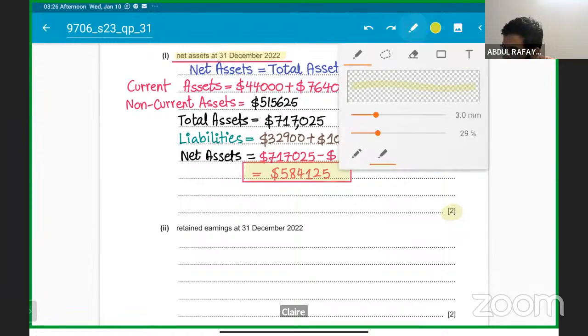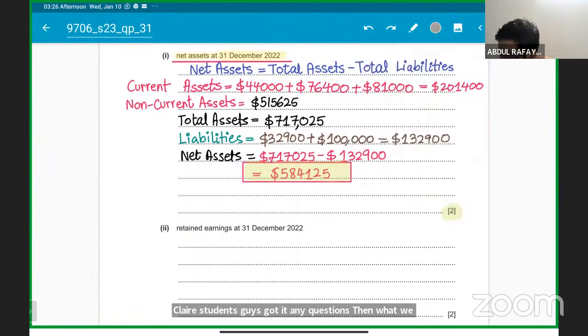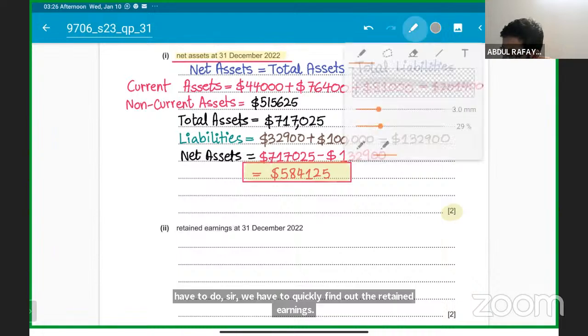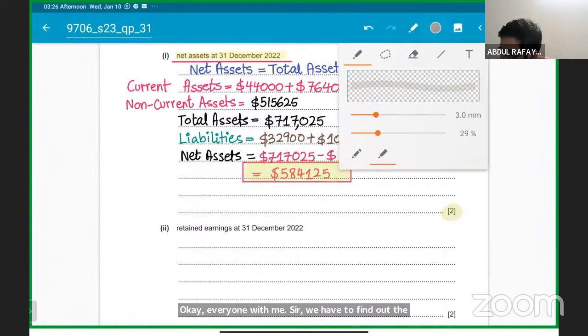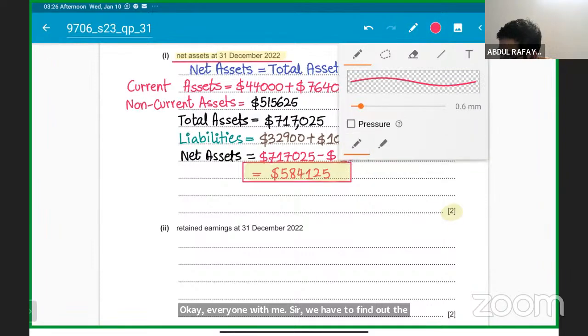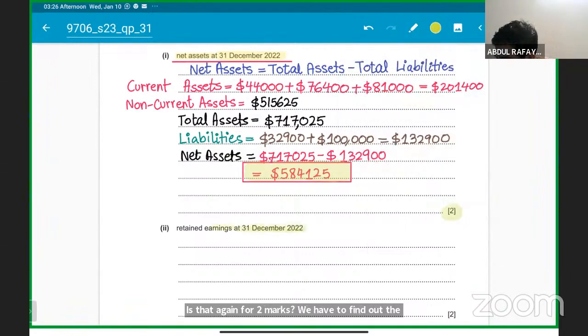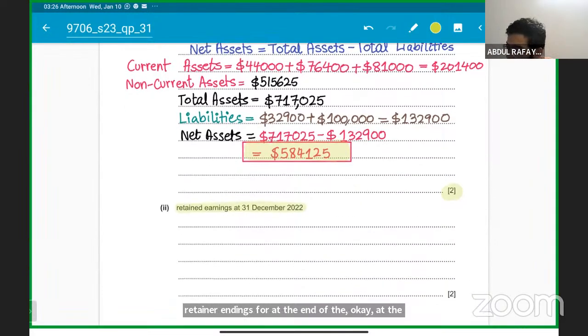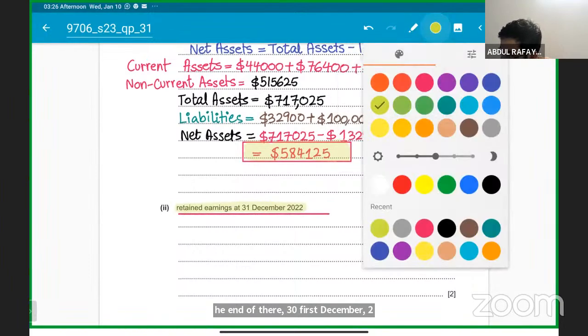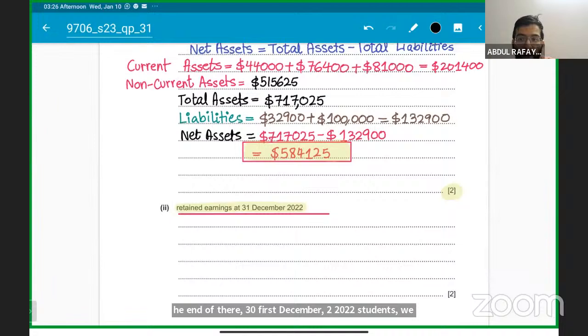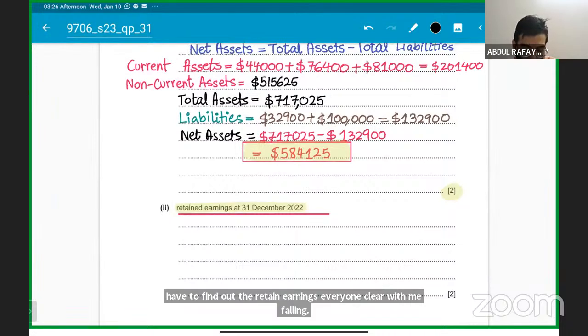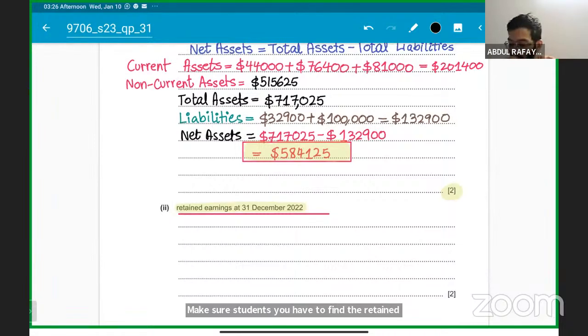Any questions? Then what we have to do, sir, we have to quickly find out the retained earnings. Everyone with me? We have to find out the retained earnings at the end of the year, again for 2 marks. At the end of the year, 31st December 2022, students, we have to find out the retained earnings. Make sure, students, you have to find the retained earnings for the end of the year.